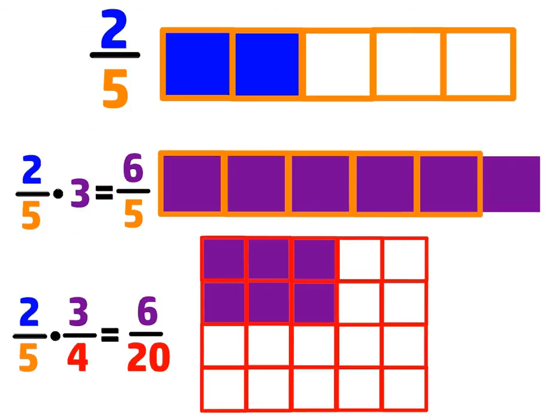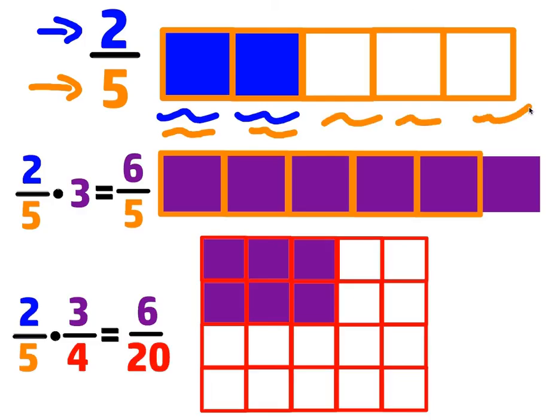Okay, let's do another one. If we have 2 on the top, and we have 5 on the bottom, what does that look like? Well, that means we have 2 pieces filled in to 5 total pieces. Okay, and let's take it a step further. Let's take the 2/5 and multiply by 3. So what happens is now we have 1, 2, 3, 4, 5, 6, because 2 times 3 gives you 6.